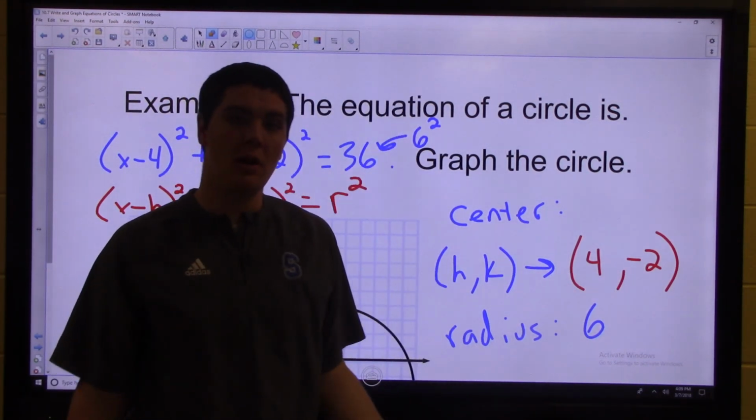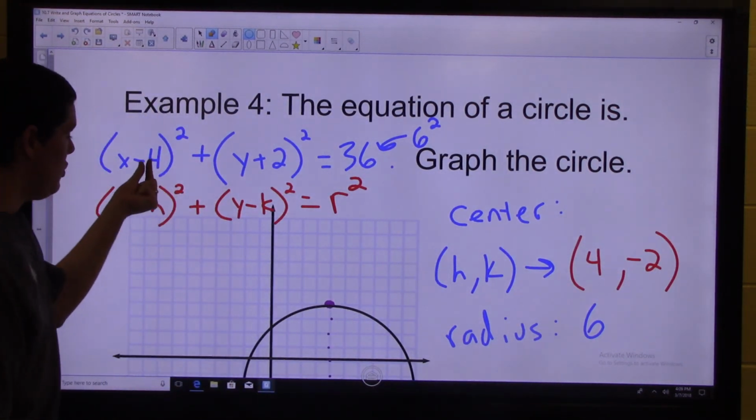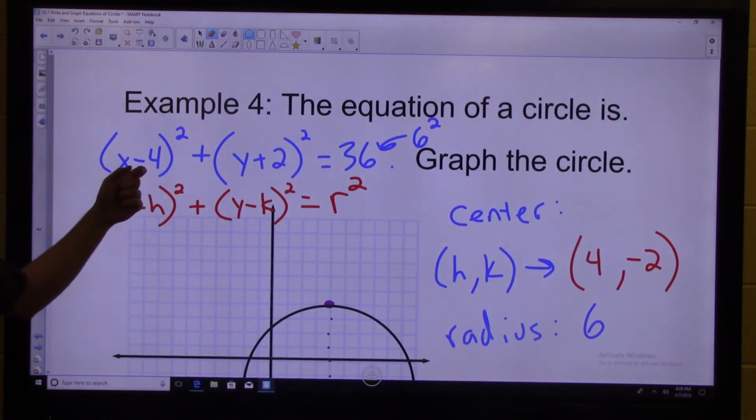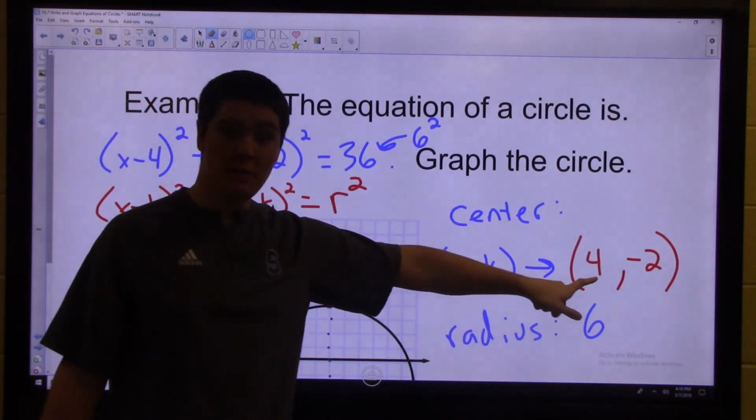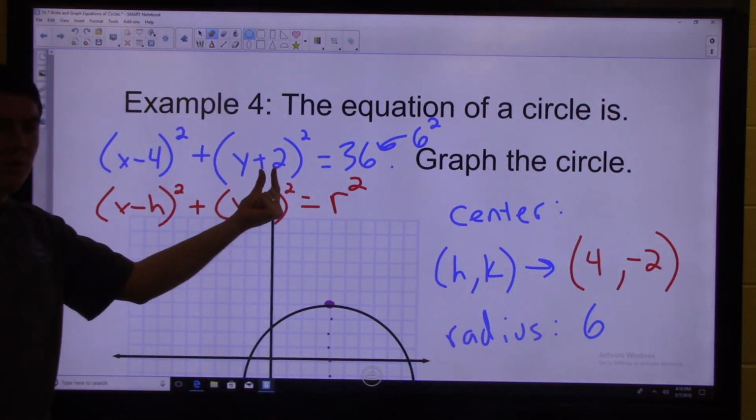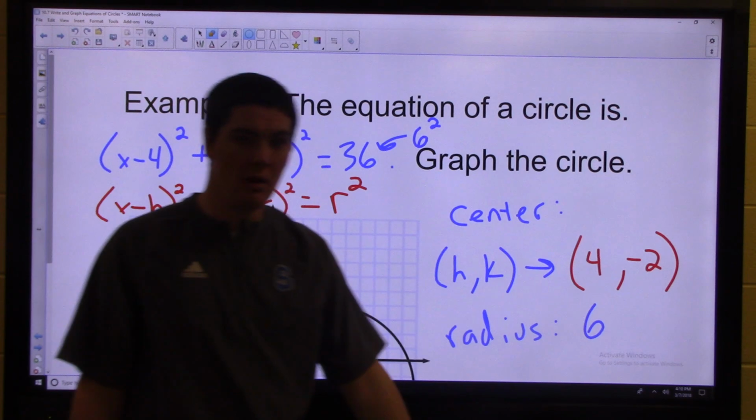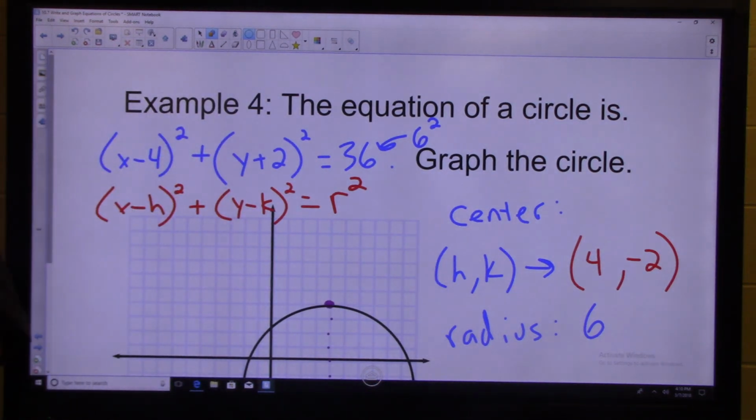So kind of a shortcut here, guys. If you think about it this way, you can just change the sign on whatever's here. So if this is a -4, +4 is h. If this is a +2, -2 is k. All right? That's all I got for you guys.